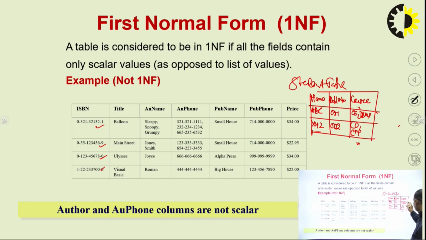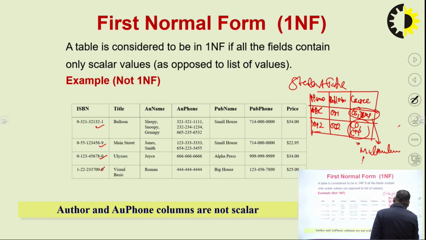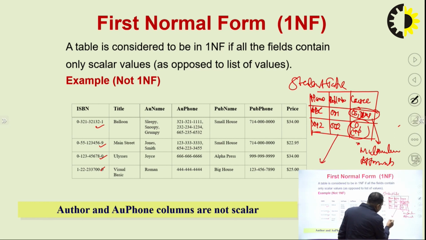This is an atomic value. This is a multi-value attribute. This value is also a multi-value attribute. So we break the table into first normal form.